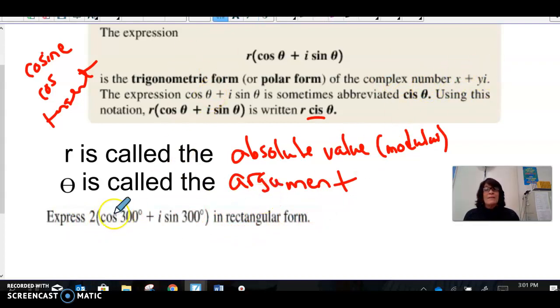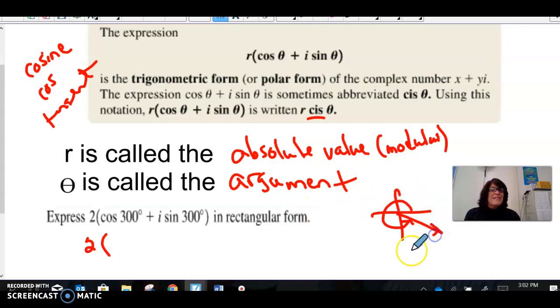Well, not so bad. Do you know what the cosine of 300 is? You should. 60 degrees short of 360, right? So the cosine of 60 is what? Half? What's the sine of 60? I'm sorry, the sine of 300. Seems like I'm in the fourth quadrant. So sine of 60 is square root of 3 over 2, but sine in the fourth quadrant is negative. So negative square root of 3 over 2.